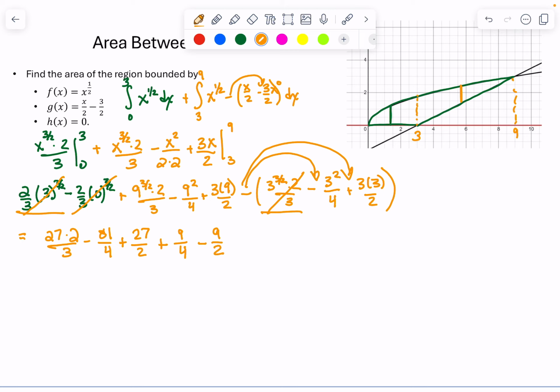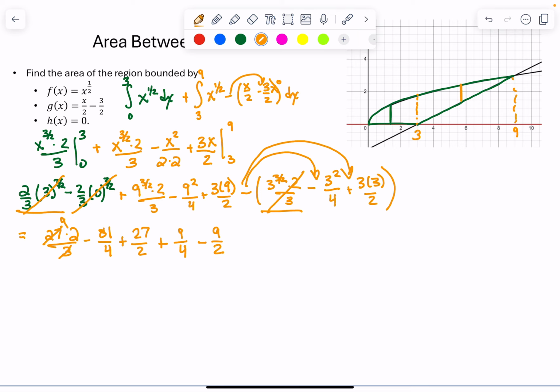So now let's see what I get. Let's go ahead and divide 3 into 27, and that's just going to give me 9. So what I get here is 9 times 2 is 18, and it looks like I'm going to have 4 as my common denominator. So let's get it over 4. And then this is going to have to be 4 over 4 also.